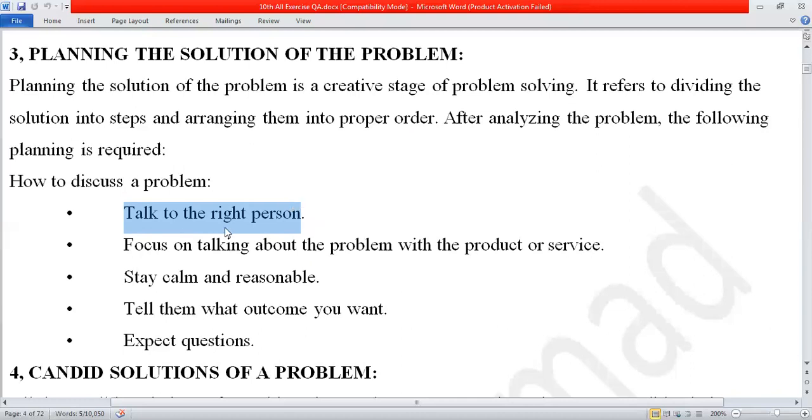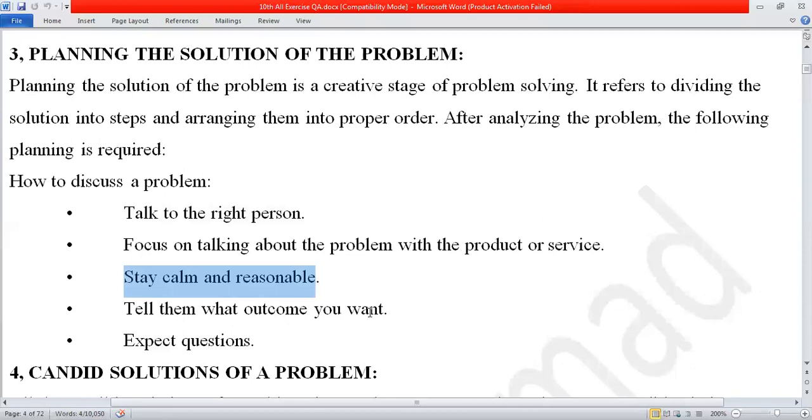So talk to the right person. Next step, focus on talking about the problem with the product or services. Third, stay calm and reasonable. Don't think "I will not do." Stay calm. Tell them what outcome you want.